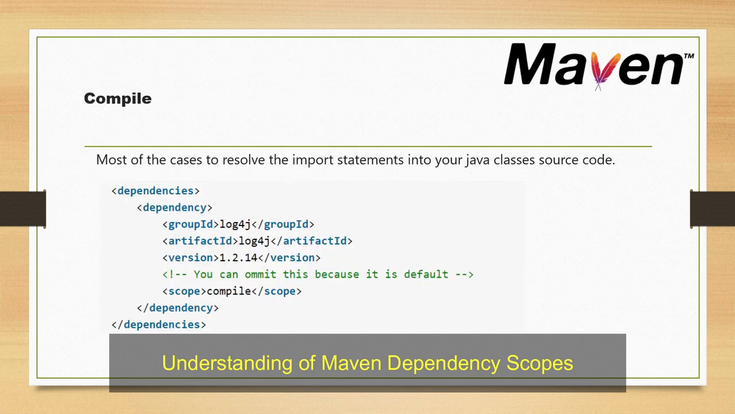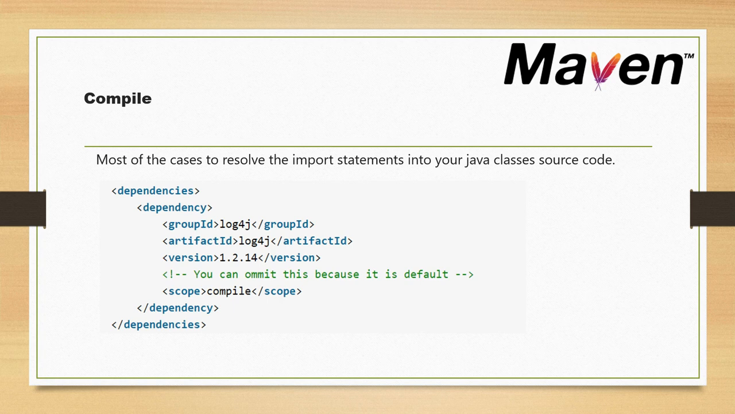So first, let's start with compile. This scope is first of all the default scope in Maven. Even if you do not provide any scope, that is considered a compile scope. Compile scope is required in most cases to resolve the import statements in your Java classes' source code, and that's why we require this scope.